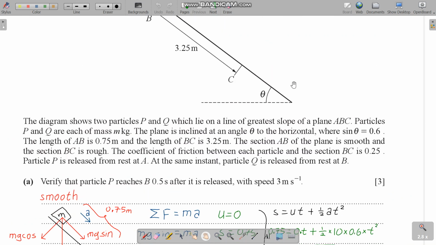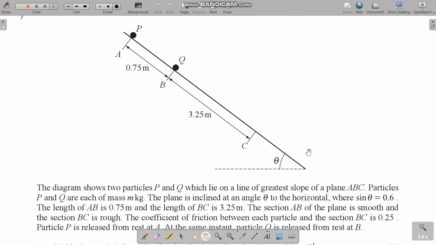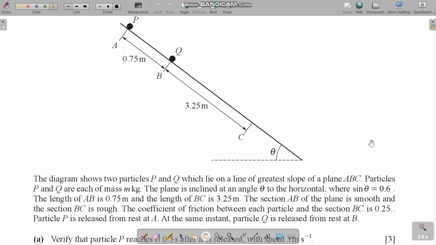About momentum, about collisions. The diagram shows two particles P and Q on a slope, plane ABC. The masses are m, the angle theta to the horizontal has sine theta, and we have the length AB and the length BC. AB is smooth, BC is rough, the friction is 0.25. Particle P is at rest at A, and at the same instant Q is at rest at B, so they are both released at the same time.